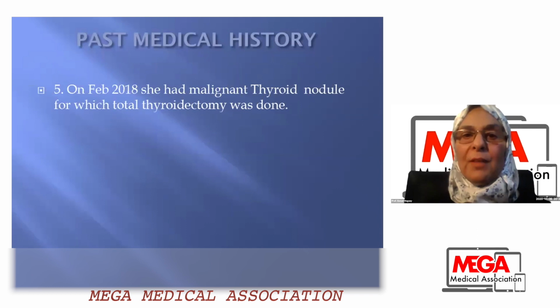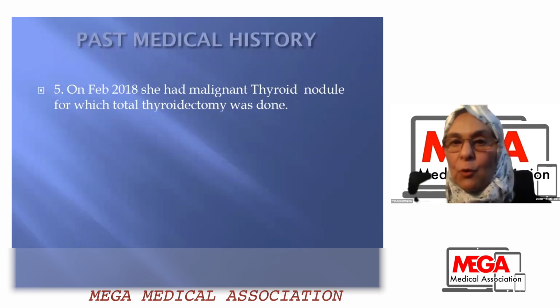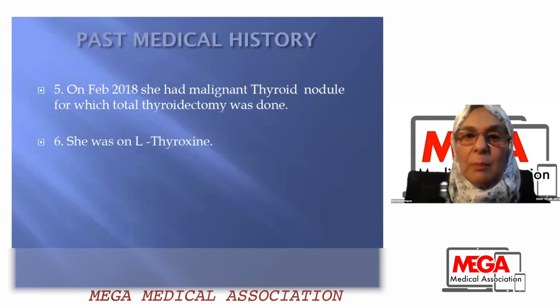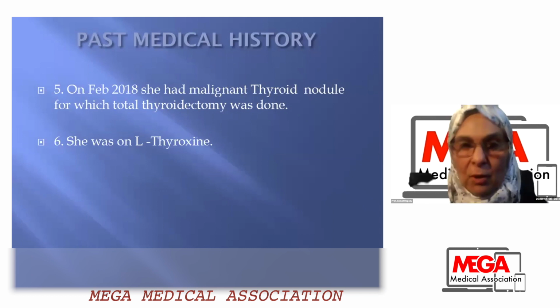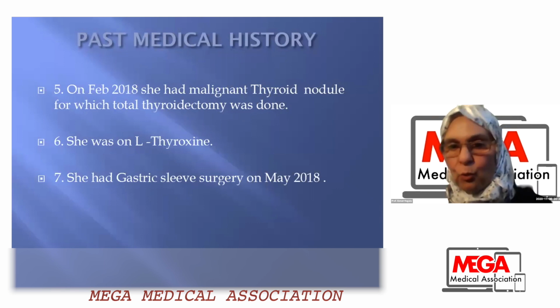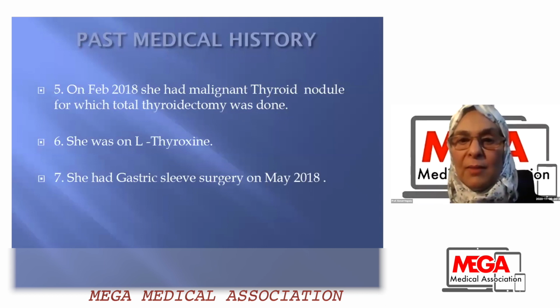In February 2018, the patient had a malignant thyroid nodule for which she underwent total thyroidectomy. She was on replacement therapy with L-thyroxine. Then she had a GA, and this is a clue, because after that we will ask how we will anesthetize this patient, GA or regional. So this is a clue.